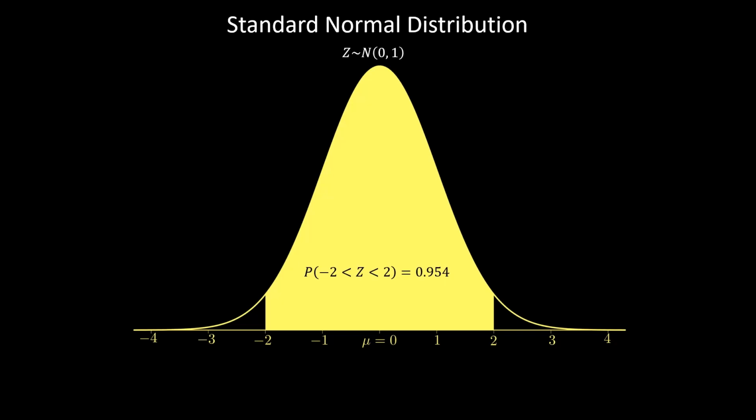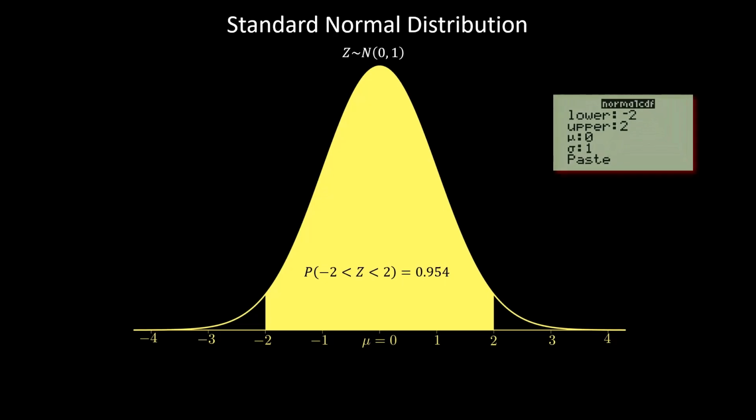By the way, this probability should remind you of something. Recall from the empirical rule that about 95% of all values are within 2 standard deviations of the mean, and that's why our probability is 0.954. Also, you can find this probability using the normal CDF command I mentioned earlier. Just make sure that you use 0 for the mean and 1 for the standard deviation.